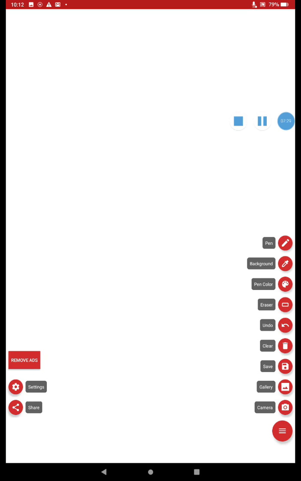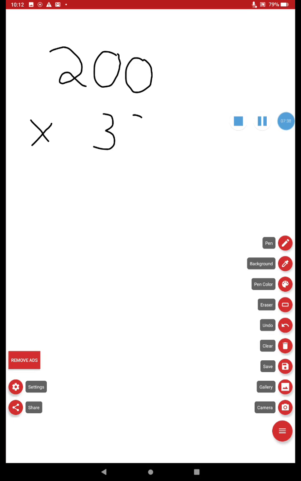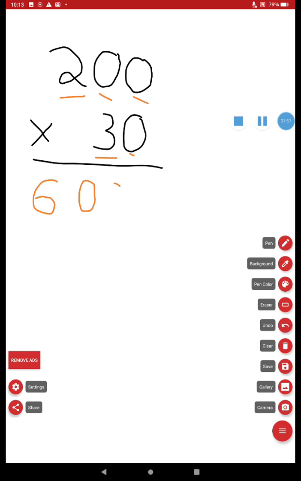So if I have 200 times 30, I don't need to do two-step multiplication here. I can just ask myself, what's 2 times 3? Oh, I know that. That's 6. And then count up how many zeros are in your problem. 1, 2, 3. Write that in your answer. 200 times 30 gets me 6,000. That's not bad at all. Put that into practice today on 4.3, remembering.